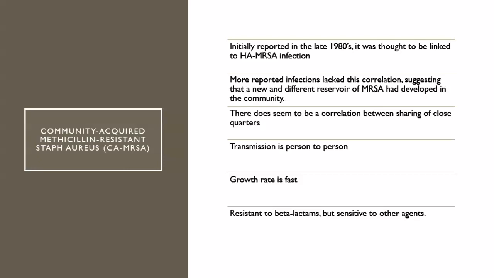Growth rate is usually fast for community-acquired MRSA. So these are infections that pop up overnight, and I'll tell you a story here in a second. They are very resistant to beta-lactams, but sensitive to many other agents. So the story I was going to tell you about is actually about my daughter.